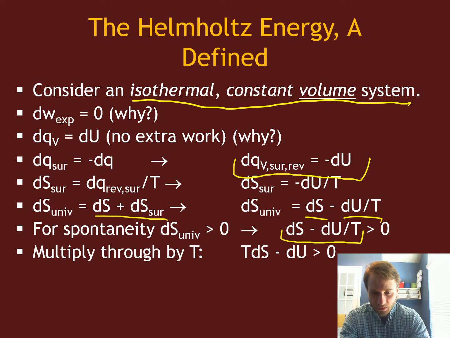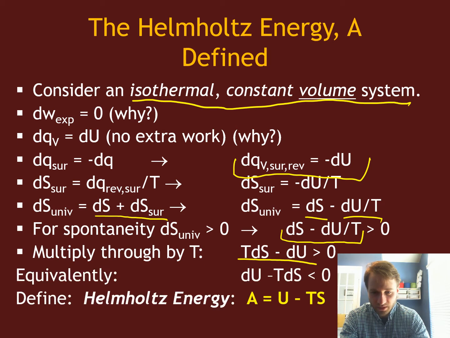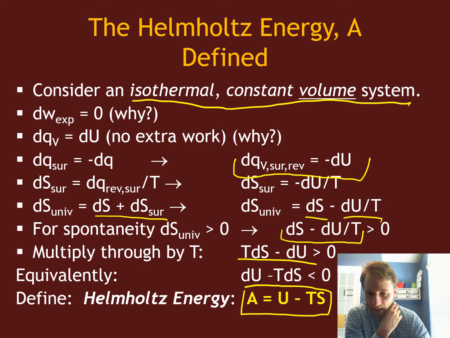We multiply the entire equation by T, and we get this equation: T dS minus dU is greater than zero for a spontaneous process. And if you multiply everything by a minus sign, you get dU minus T dS has to be less than zero for a spontaneous process. And so based off of this, we define what's called the Helmholtz free energy, A equals U minus TS.